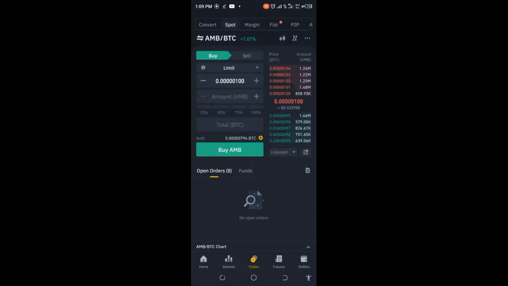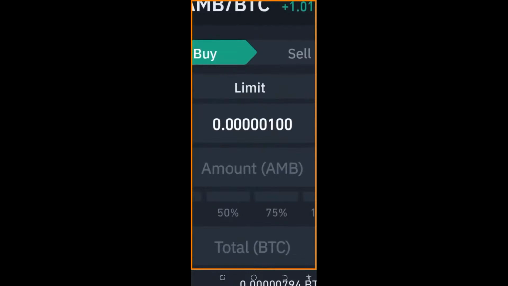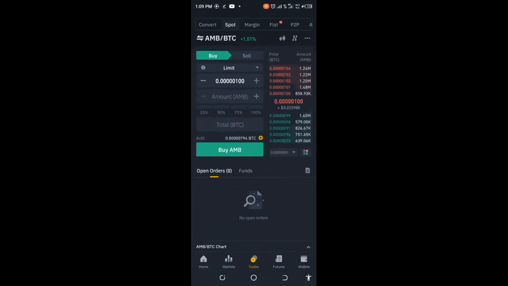Binance and KuCoin. Okay, Binance and KuCoin. I think those are my favorites. Okay, so let's go ahead and see what we have here. So this is currently the price. As you can see, it's 0.00001. That's 5 zeros, then 1.